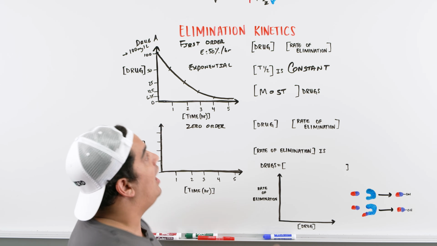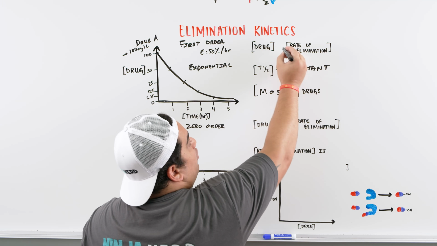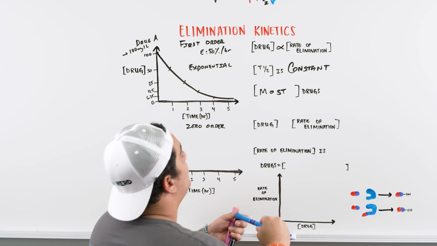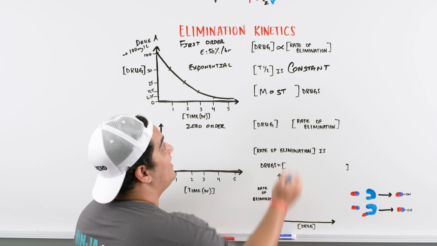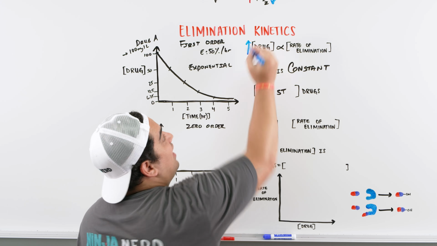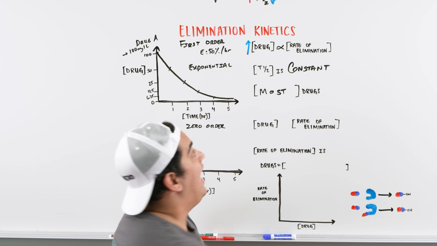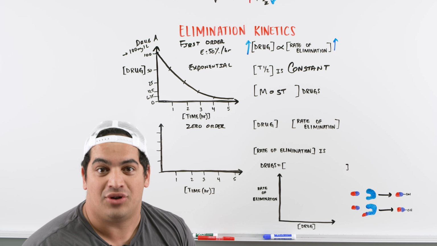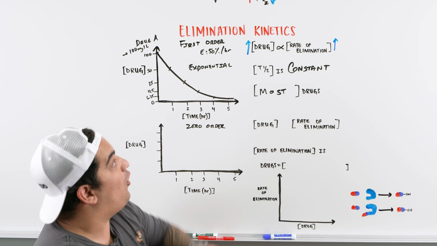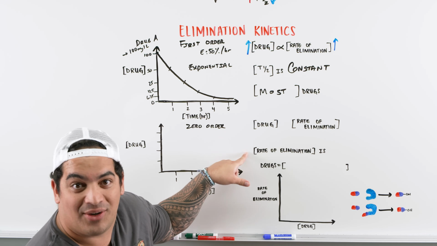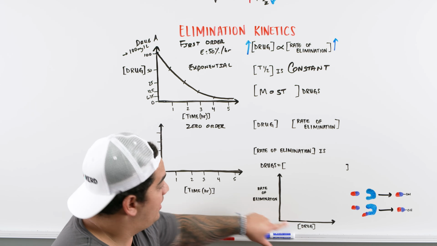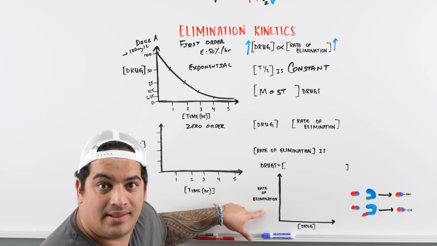This is the only time that drug concentration and rate of elimination are directly proportional. So if I increase the concentration of my drug, I will subsequently increase its rate of elimination. These are directly proportional. This is the only situation. It's not that way in zero order. Here I have drug concentration on the x-axis, and here I have rate of elimination on the y-axis.